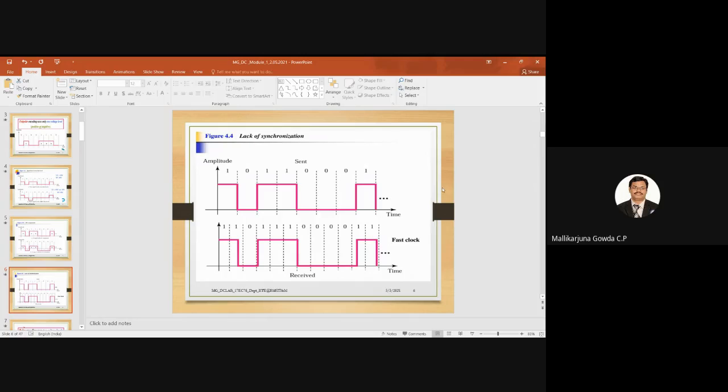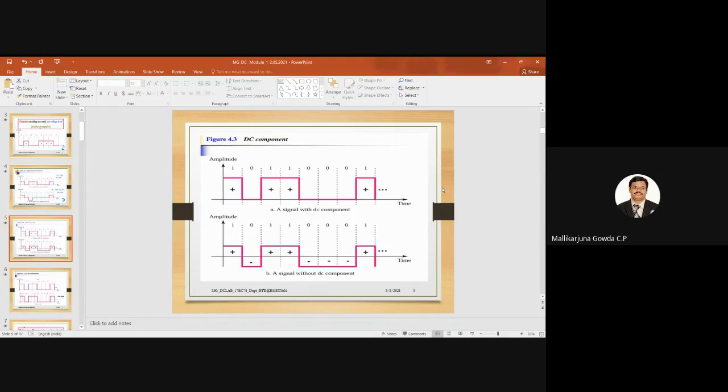So lack of synchronization is what? There will be no synchronization between the transmitted data and the received data. Synchronization is a must to get proper recovery of the transmitted signal at the receiver side. Why I'm stressing this is that I need to encode the digital data such that it should not have a DC component and should have built-in synchronization, so that recovery of the signal at the receiver side becomes easier. That is why I showed what lack of synchronization is, what a signal with DC is, and what a signal without DC is. Hope these things are clear.